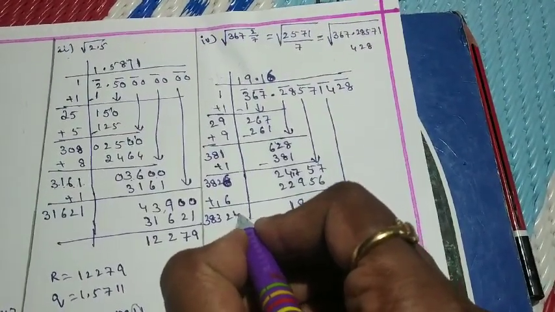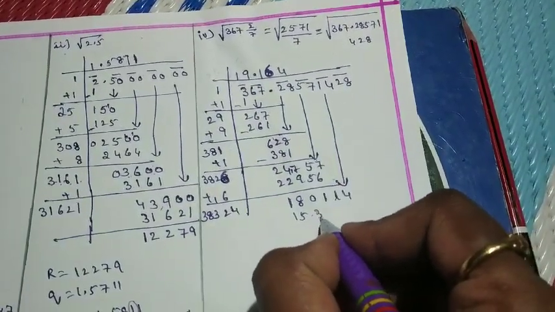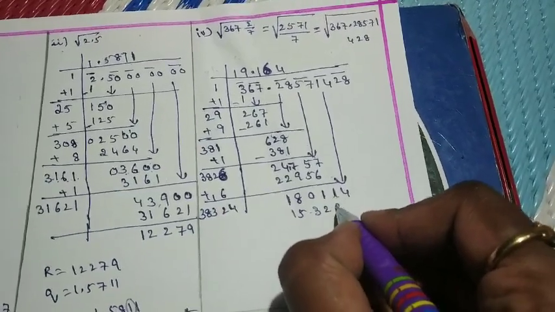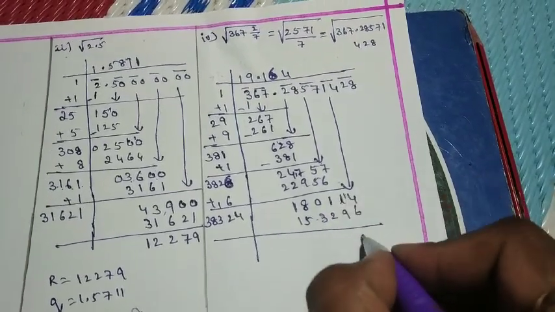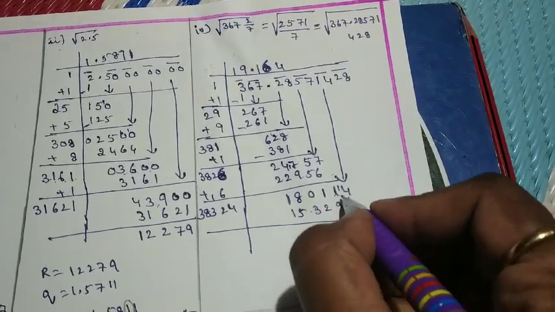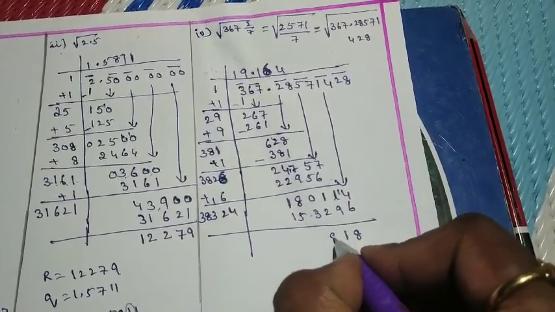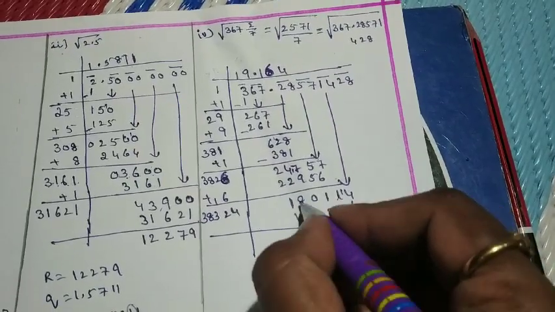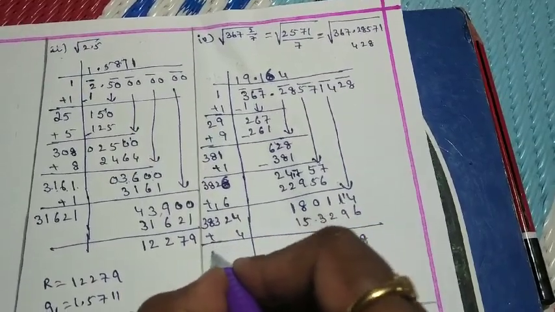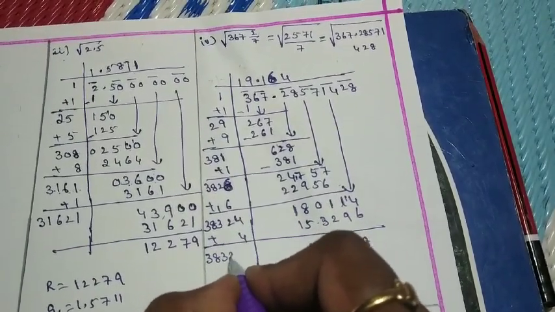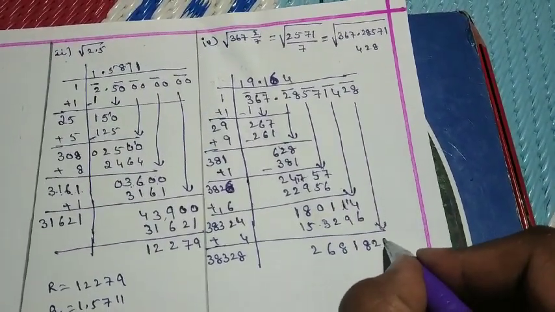So if I go with 4s, then I'll get 153296. Then the subtraction: 14 minus 6 is 8. Then here 10. 10 minus 9 is 1. Here 10. 10 minus 2 is 8. Then 9. 9 minus 3 is 6. Then 7. 7 minus 5 is 2. Then add up the 4. Then we'll get 38328. Then bring the last period, that is 28.